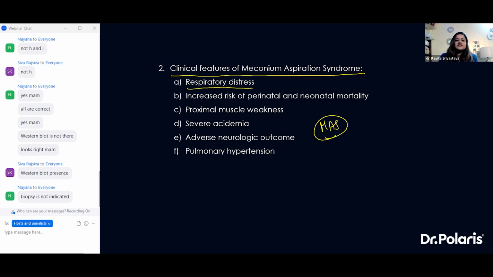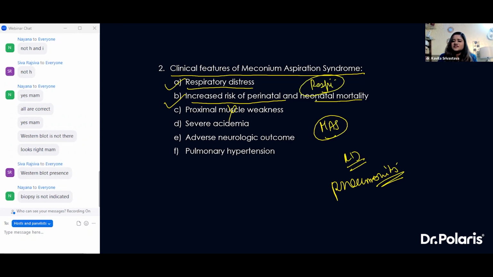Respiratory distress, obviously, if there is aspiration, it can result into respiratory distress. There is increased risk of perinatal and neonatal mortality. Now, if the lungs are going to get damaged, there is going to be respiratory distress, there is going to be pneumonitis. It will obviously cause increased risk of mortality because the lungs can get damaged because of meconium. Proximal muscle weakness, again common sense. If we are talking about respiratory system, why will it result into proximal muscular weakness? It is something to do with neurological disorders.